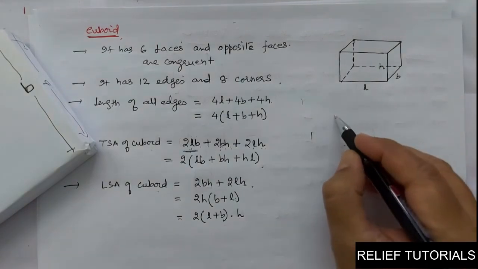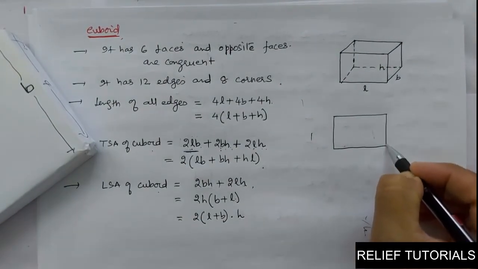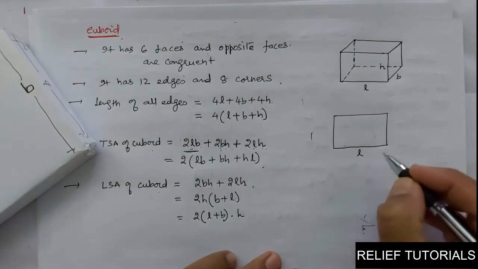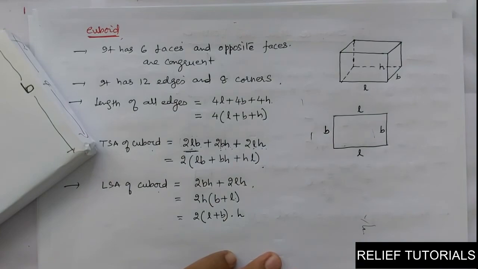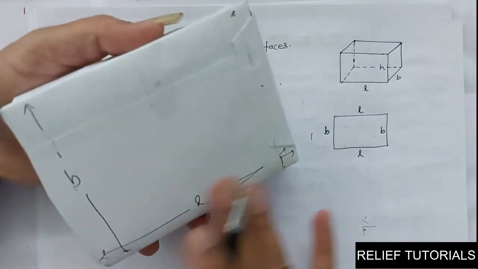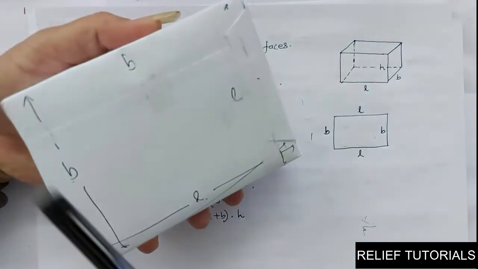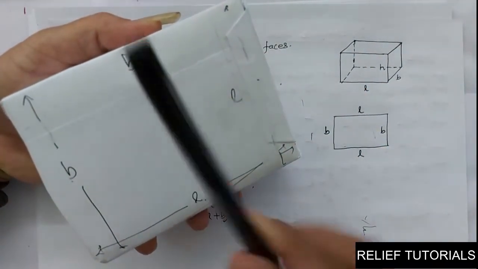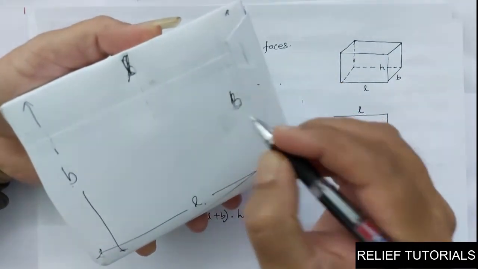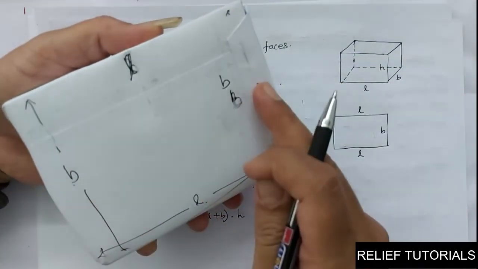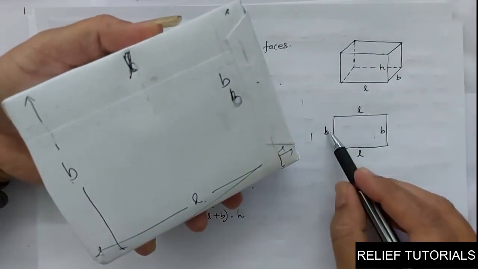Now, see, this is the base of a cuboid. So this is length, this is breadth, this is length, this is breadth. You know that this base is a rectangle. Clear or not? Length, breadth. This is also length, this is also breadth. See, this is a rectangle. This is length and this is breadth. So 2 breadths, 2 lengths. Clear? Length, length, breadth, breadth.